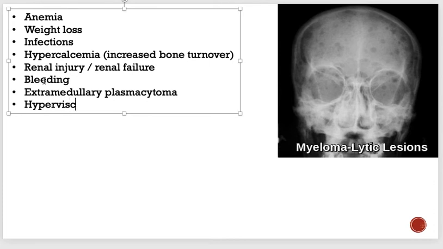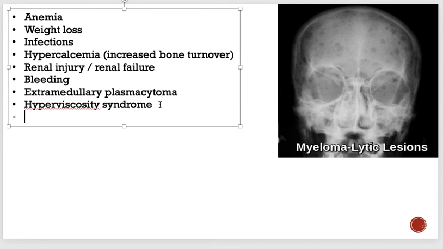Hyperviscosity. If you want to know what this is, go and check my previous lecture. Hyperviscosity syndrome, what is that? How can hyperviscosity patients present? They present with the blood blocking, stopping everywhere: headache, stroke, angina, myocardial infarction. Why is there hyperviscosity syndrome again? Because there are abnormal proteins, M proteins.